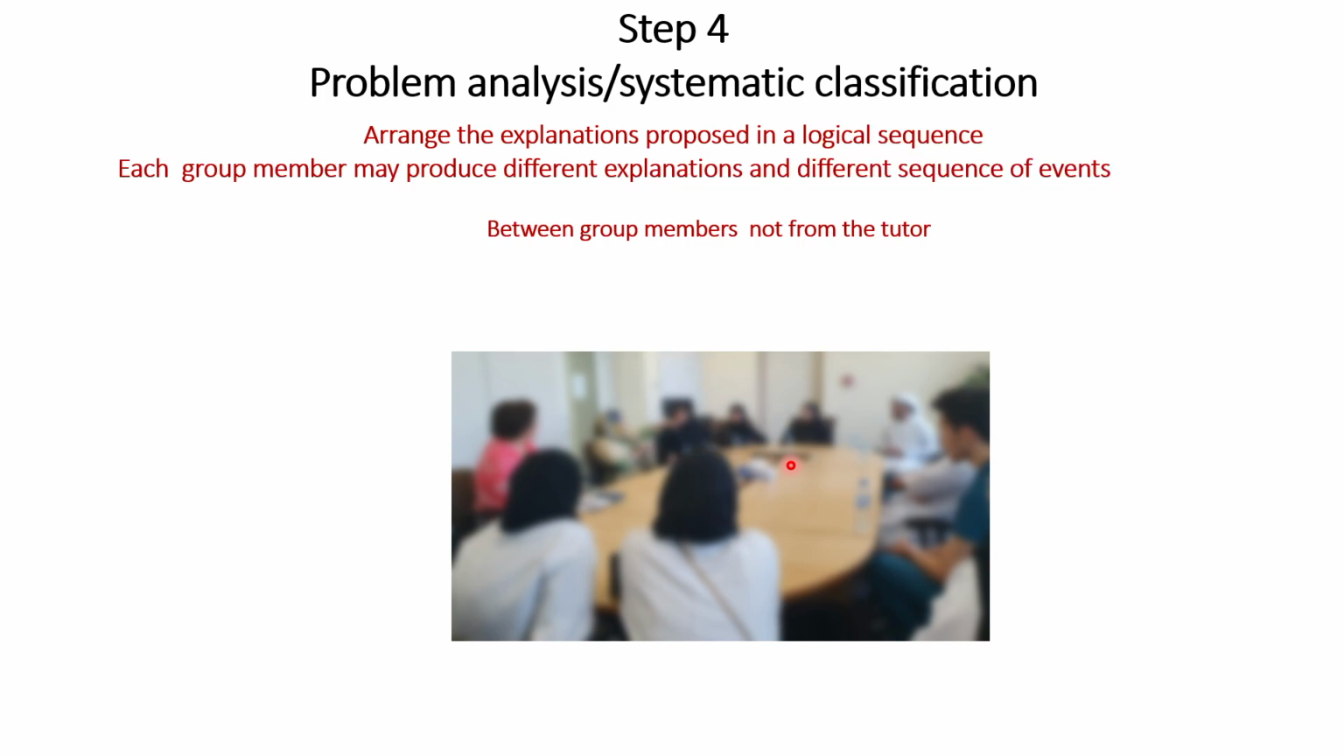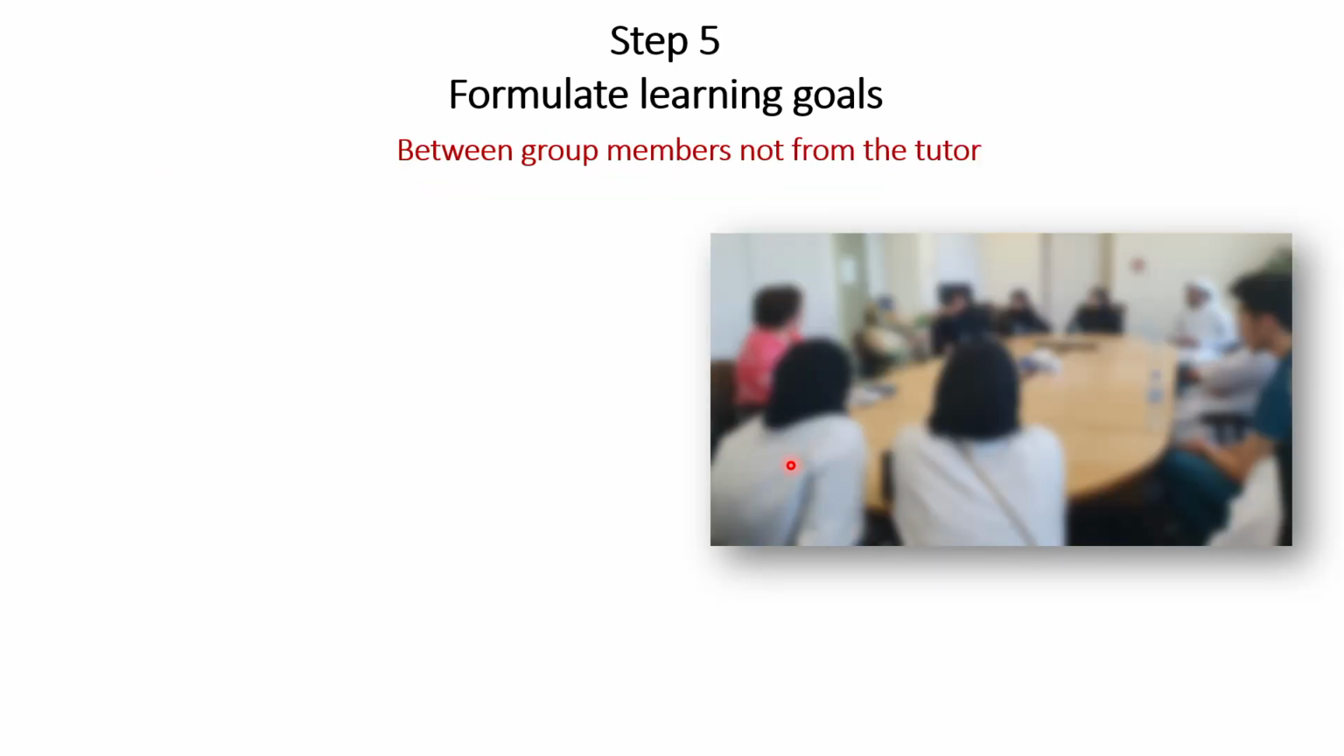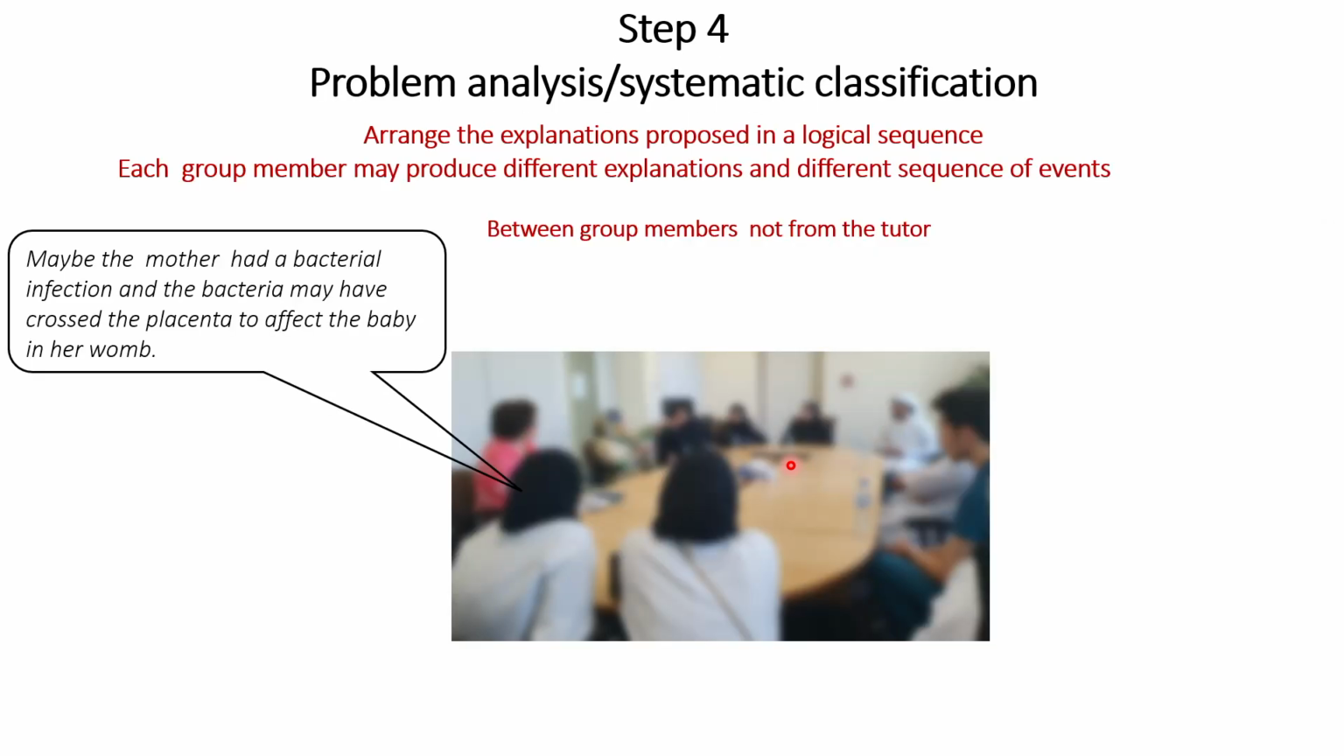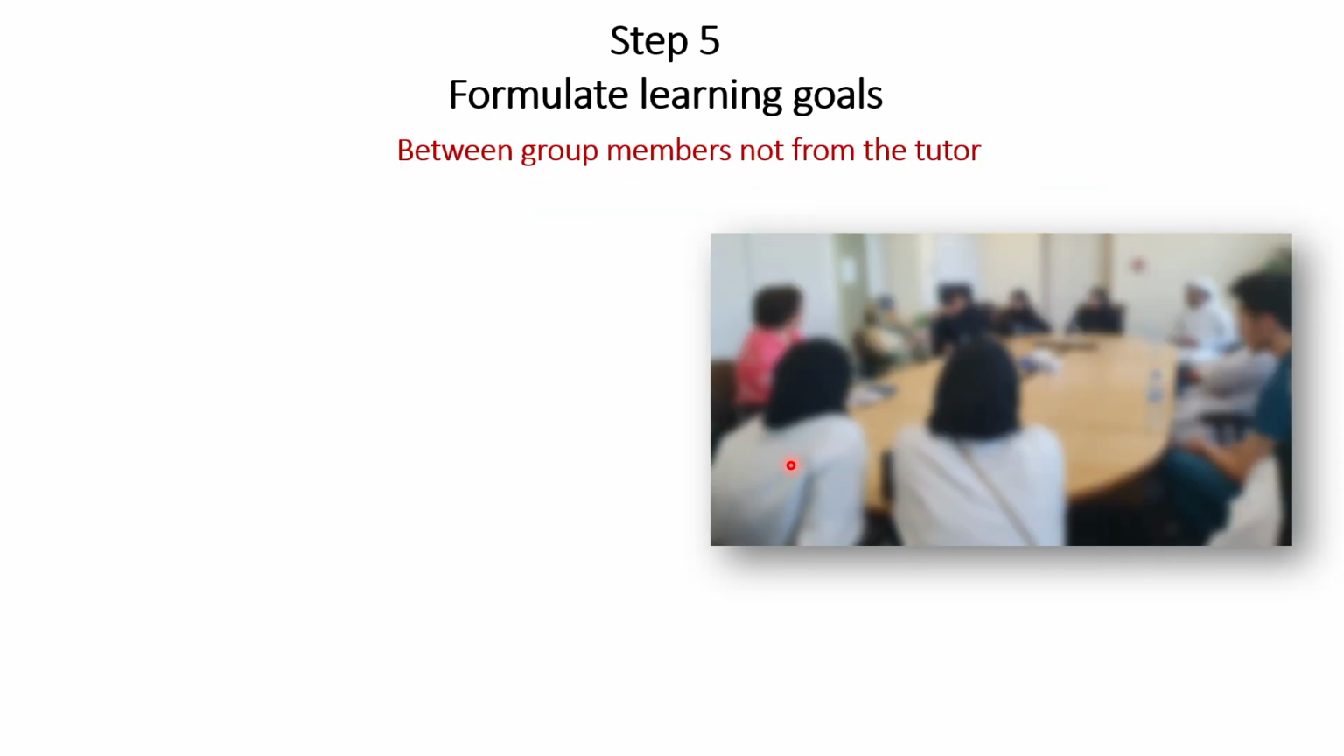Then they have to do step 4, problem analysis, and this initial concept mapping by asking these questions. Maybe the mother had bacterial infections, and then they may think about bacteria, which bacteria cause anomalies, and so on. And they have to arrange the explanations proposed in a logical sequence, and each group member may produce a different explanation and different sequence of events, and this should be between the group members, not from the tutor. Then finally, they should write the learning goals and the learning needs.